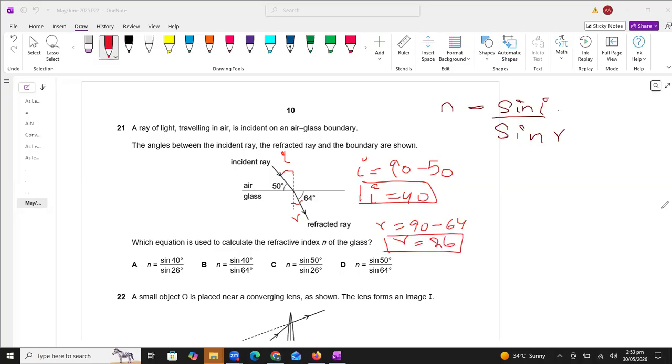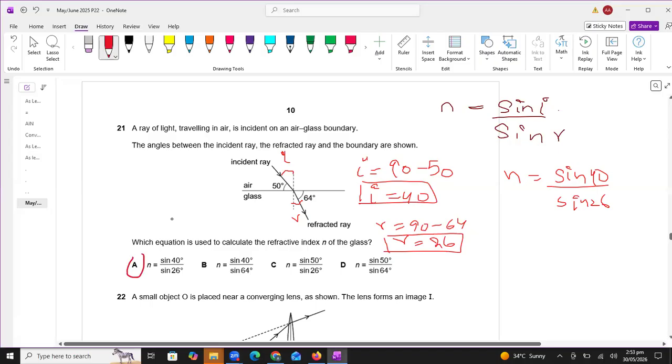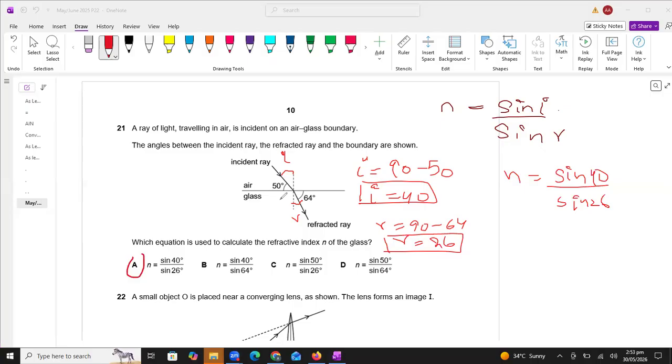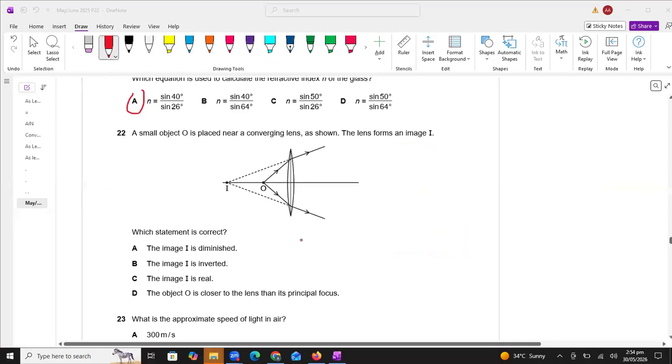So now we will put the values in the formula. Sine I is sine 40 degrees, sine R is sine 26 degrees. So well done, students. A is the correct answer, sine 40 divided by sine 26. Remember, angle I is always taken between the normal and the incident ray, and angle R is always taken between the normal and the refracted ray. Now let's have a look at the other question, that is question number 22.